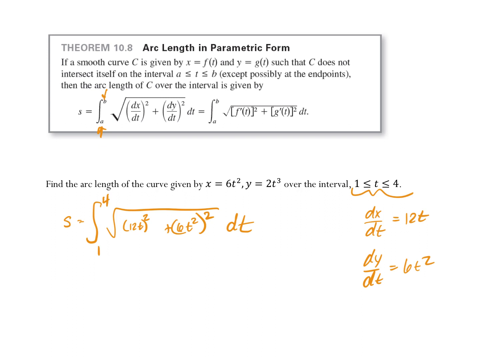When I was doing this, I threw it in my calculator wrong. Hold on. I found s to equal 156.52. So hopefully this is helpful. We can talk about it more if you need to tomorrow.